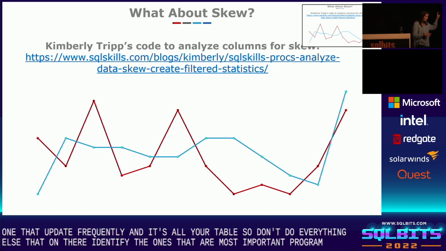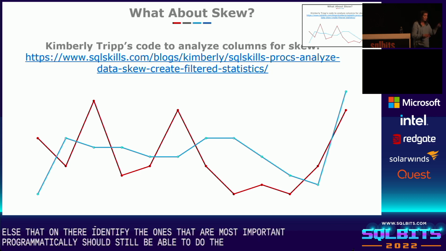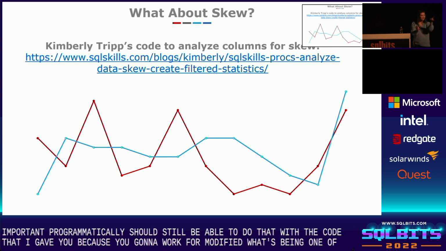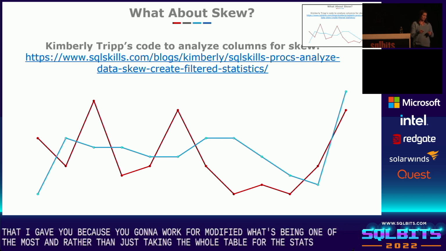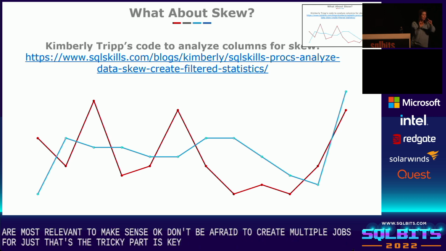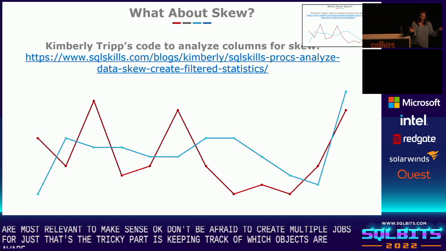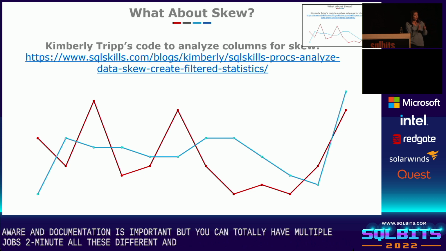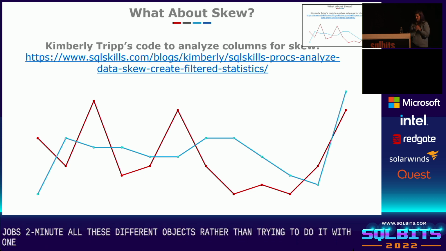You have to identify the ones that are most important. Programmatically, you should still be able to do that with the code that I gave you because you're going to look for modified, right? What's being modified the most, and rather than just taking the whole table, pull the stats that are most relevant. Does that make sense? Don't be afraid to create multiple jobs for your stats. The tricky part is keeping track of which objects are where. Documentation is important, but you can totally have multiple jobs to manage all these different objects rather than trying to do it with one. Are we good?